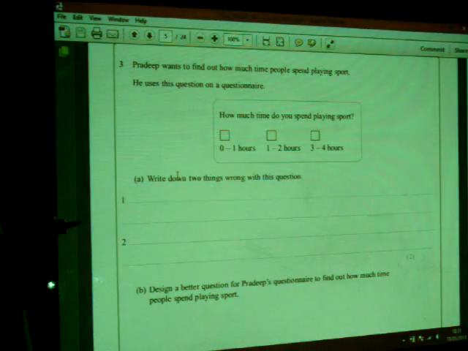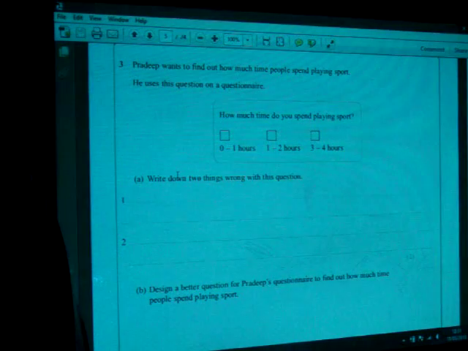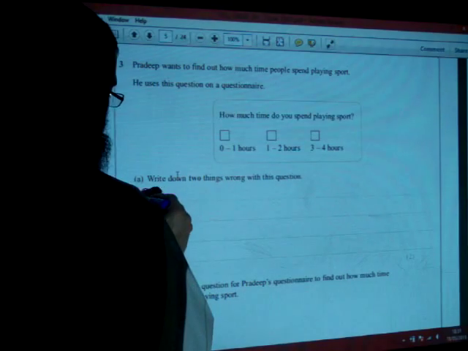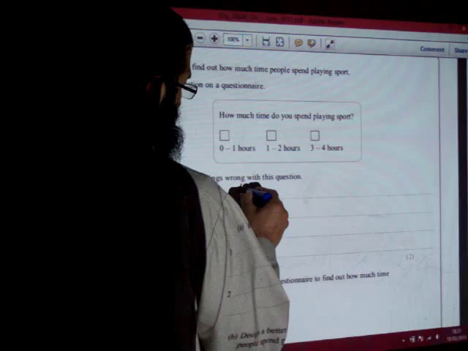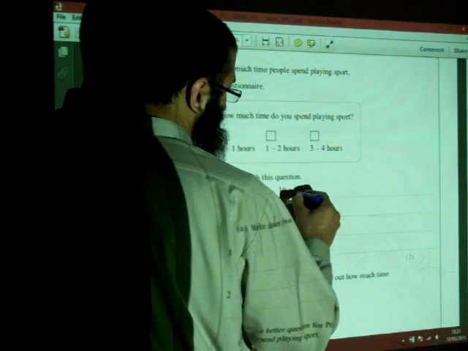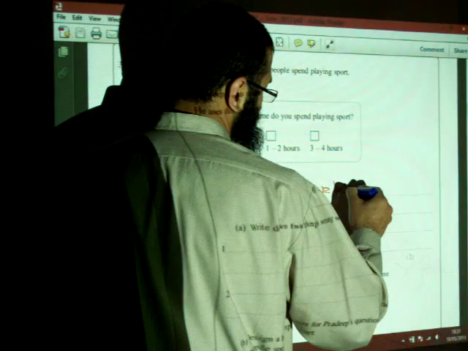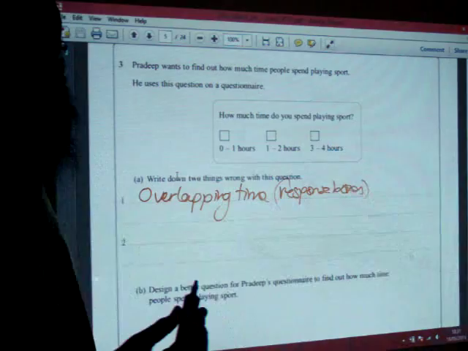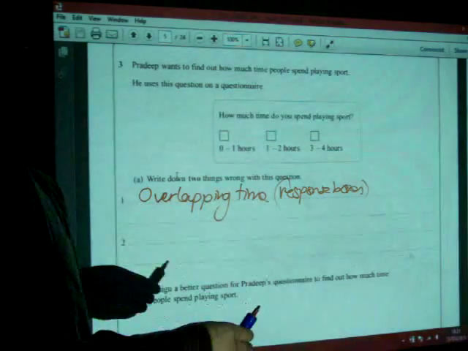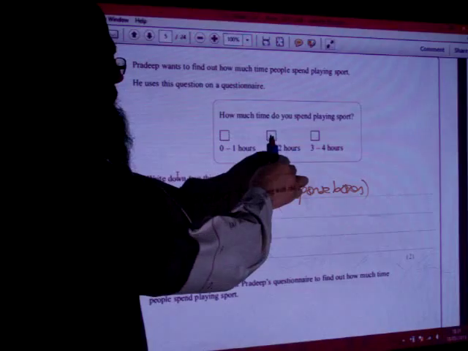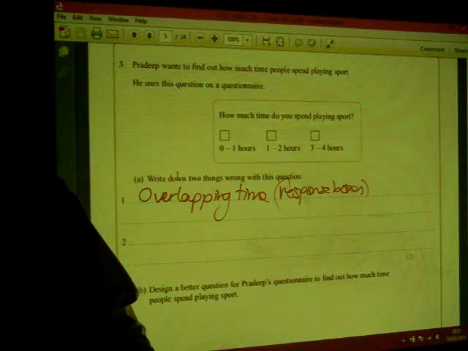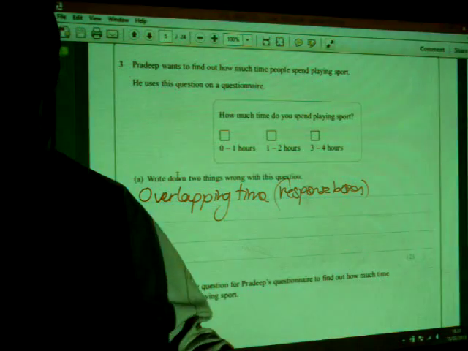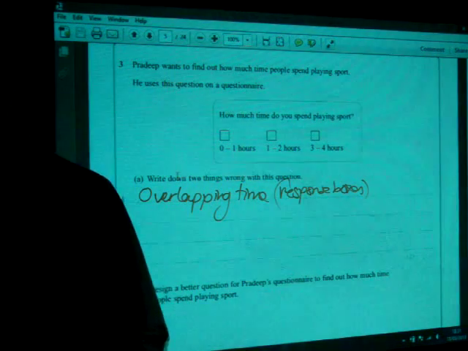What's the first thing? Times overlapping. So if you say 1 hour, you can either put the answer in here or there, isn't it? And if you have a 2 hour answer, that can only go in one place, but you've got overlap here. That's not good. Now, how much time do you spend playing sport, meaning per week, per year, in your life? They haven't given you a time.